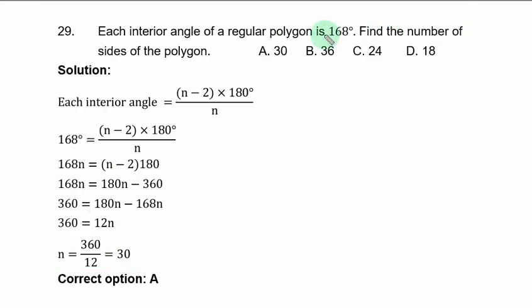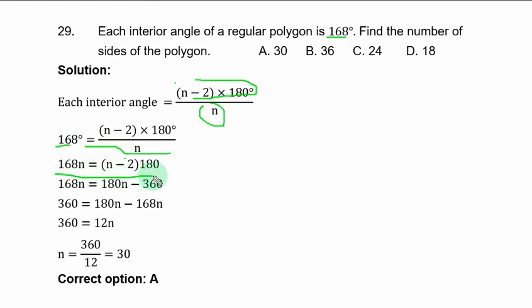Question 29. Each interior angle of a regular polygon is 168 degrees. Find the number of sides of the polygon. The sum of interior angles of a polygon is the numerator, while for each interior angle you divide it by n. Now the interior angle is 168, equal to the right hand side. Multiply through by n to clear the fraction.